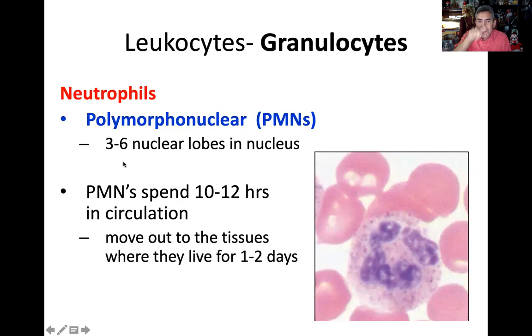It's not just a round circle. It's got these lobes, right? It looks like little sausages kind of tied together sometimes. So again, 1 lobe, I see 2, maybe 3, maybe 4, maybe 5 lobes there. And that's typical. They're going to have between 3 to 6 nuclear lobes.